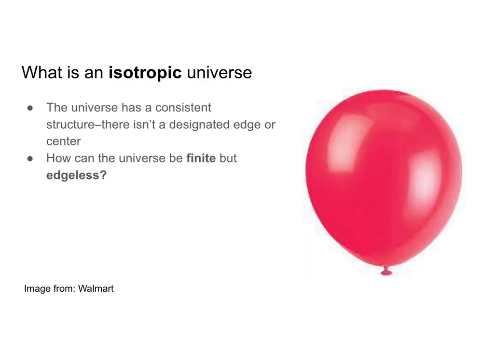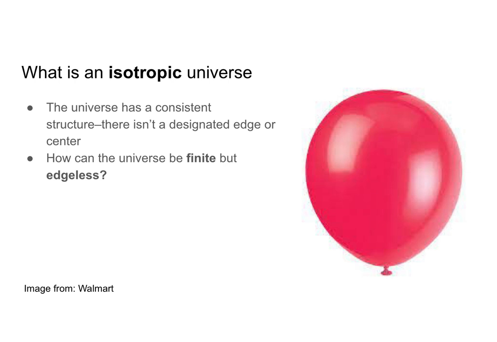The other quality of our universe that's important is that it is isotropic. And what this means is that our universe has a consistent structure. So not only can the same things be found throughout the universe, it also doesn't have a designated edge or a designated center. Now, you might wonder, okay, we've talked about how the universe is finite, right? So the universe doesn't go on forever. It's got to have an edge somewhere. So how is it possible for the universe to be both isotropic and finite? Doesn't something isotropic need to be infinite?